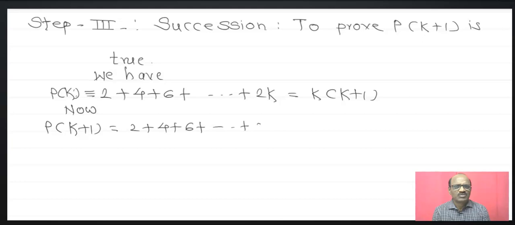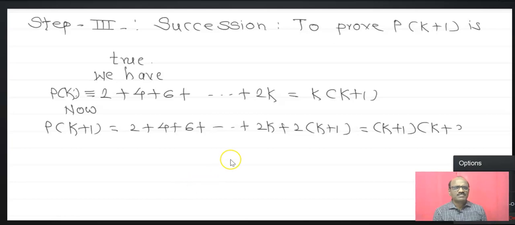That is 2 plus 4 plus 6 plus 2k plus 2 in bracket k plus 1. This is important. Now see this, all of you. What is here? That is 2k. What is the next term? Here k is replaced by k plus 1 and equal to. What is the next here? Again here k is replaced by k plus 1, and overall it becomes k plus 2.